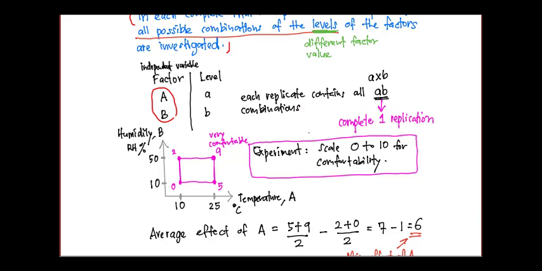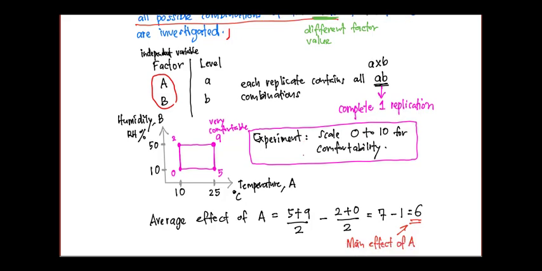Now, as I told you before, we need to have a response. Our response is level of comfort, but we need to make this comfort level quantitative to be able to measure that. So we can ask our individual, who is inside the room, to give a score to the comfort level from 0 to 10, for maximum comfortability at 10 and least comfortability at 0.